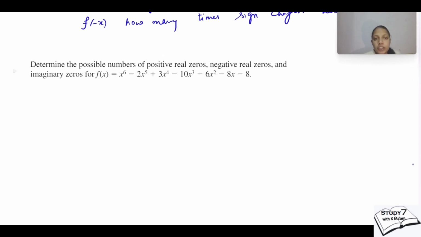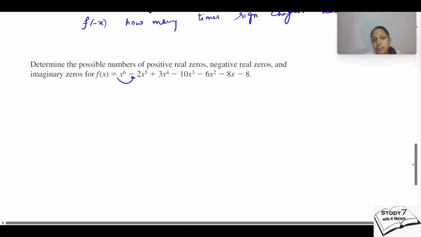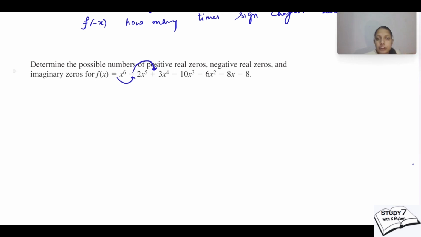Okay. The original function is given. Check how many times it changes the sign. There was a plus sign and then a negative, so one time sign change. Then negative and then positive, second time sign change. Positive to negative, negative to negative no change, negative to negative no change. So one time, two times, and three times. So it has three sign changes.